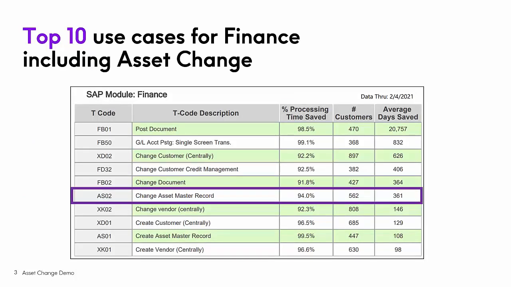Here are the top 10 automations in finance among our customers. As you can see, you can manage both your master data as well as your transactional data. For asset change, customers experienced 94% time savings and an average of 361 days saved.